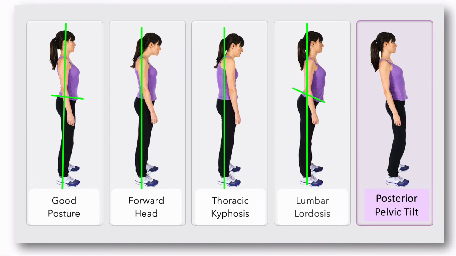Then moving on to the last one, we see the posterior pelvic tilt. So this way the pelvis is actually tilted backwards. This will now flatten out the lumbar spine, so there'll be less curvature.